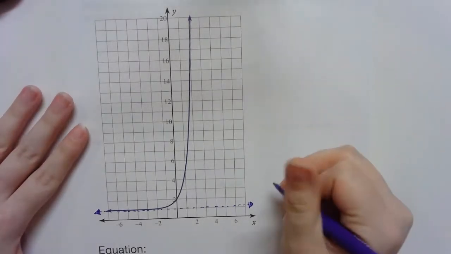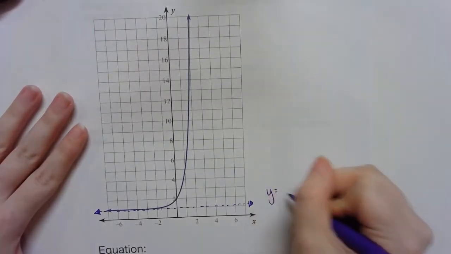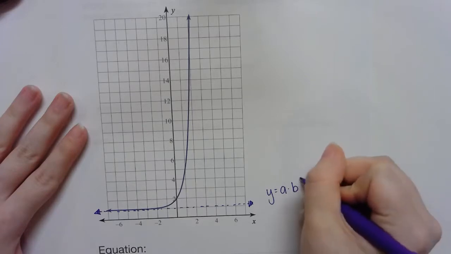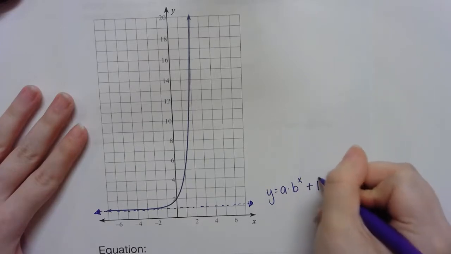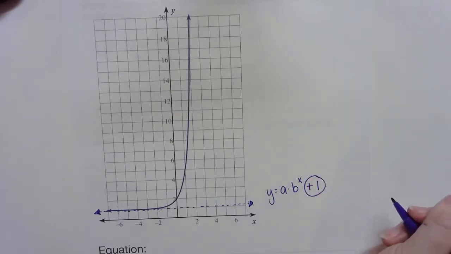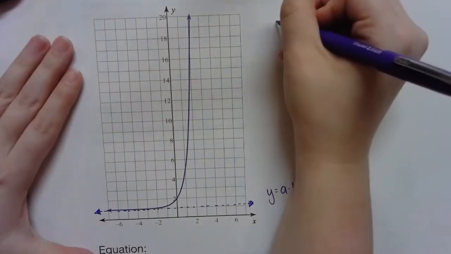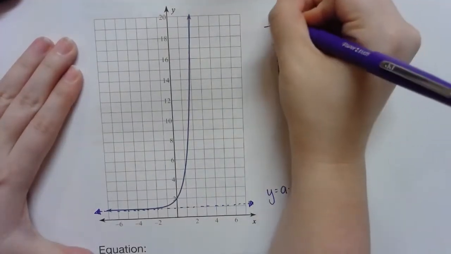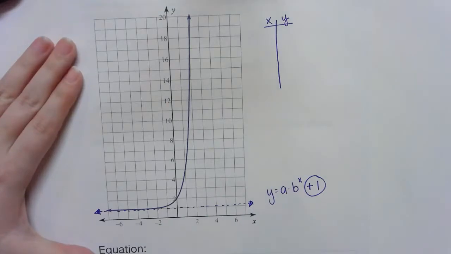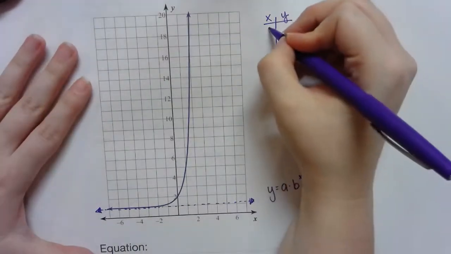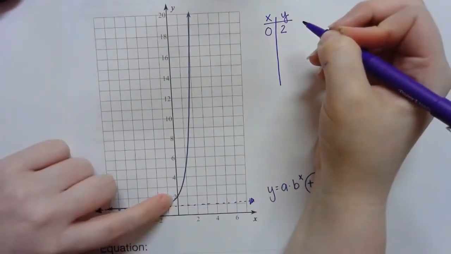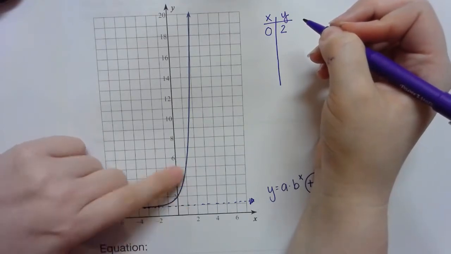So, for example, if we had y equals a times b to the x, there would be a plus 1 out here. So if there's a plus 1, let's make a table of these points to help me out a little bit of what I have right now. So right now I have the point 0, 2. I have the point 1, 5.